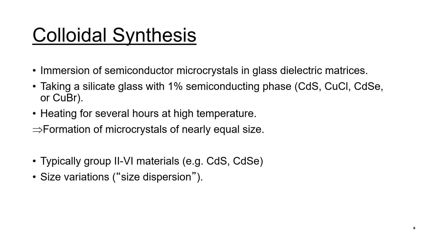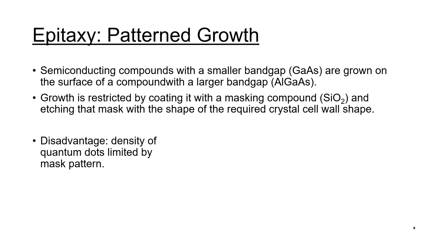Typically group II-VI materials, CdS, CdSe, and size variation, size dispersions vary. So you need to have a very controlled environment where you can get the desired size of nanoparticles, and that is the key for colloidal synthesis.